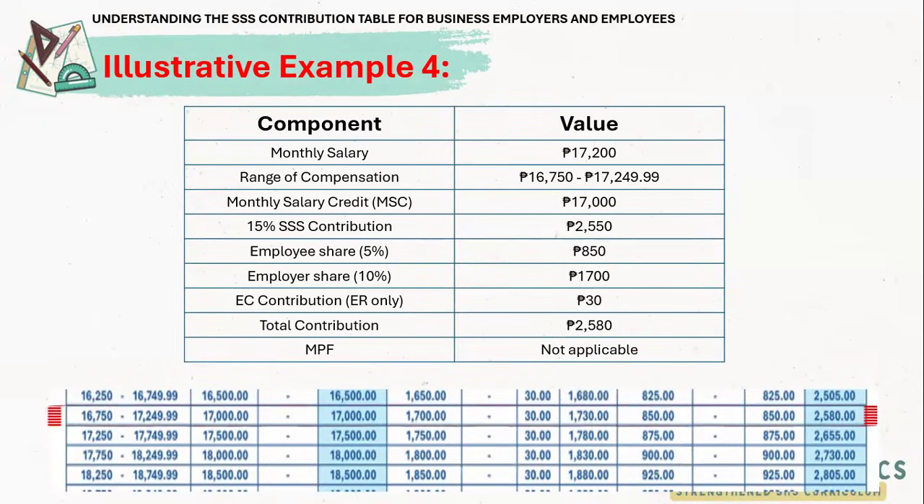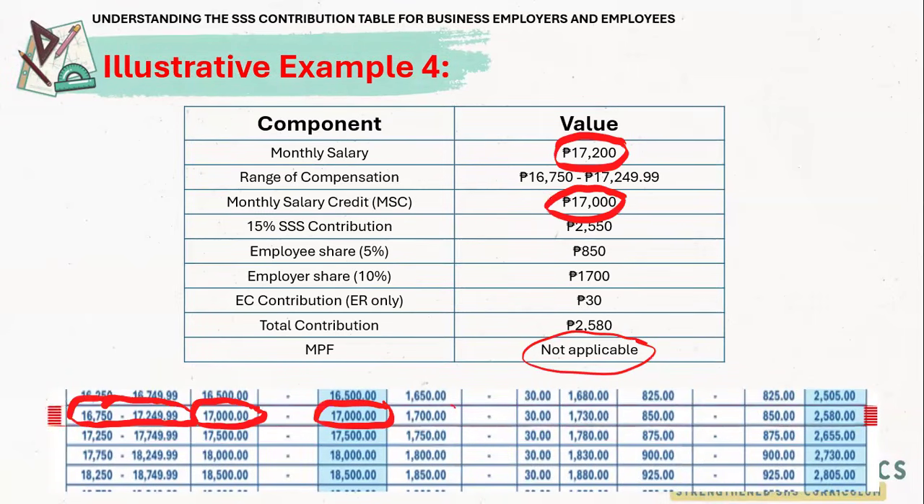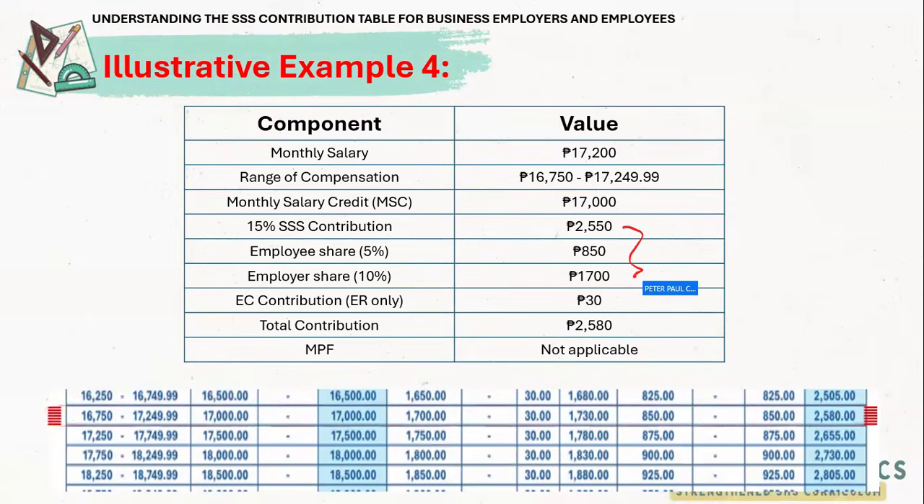Now let's move on to example number 4. Observe this one. So our monthly salary is 17,200. So it falls on this range of compensation. And the 17,000 has no excess amount. So the Provident Fund is not applicable here. But since we are rounding off, it's under this bracket. So this is your monthly salary credit. And we get 15% of 17,000. That's 2,550.